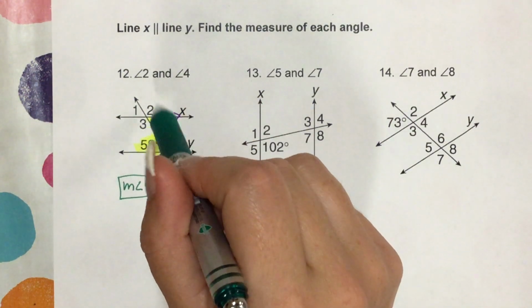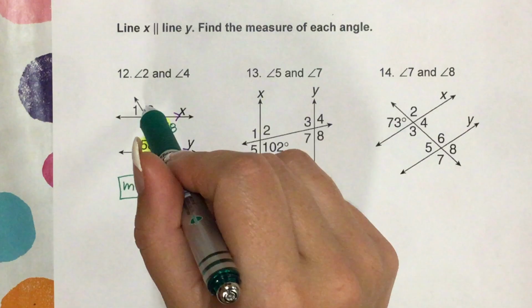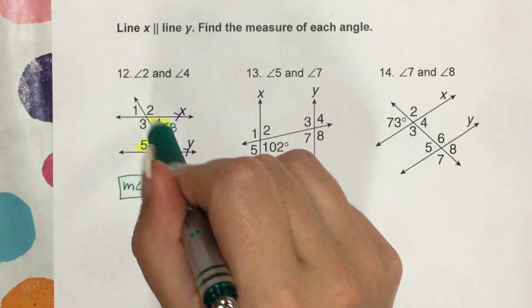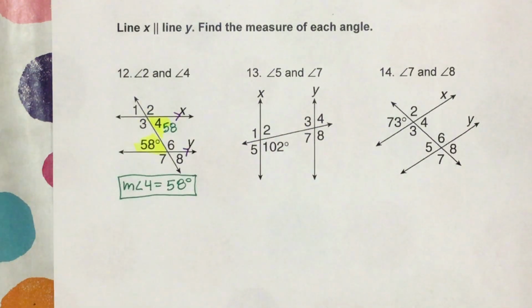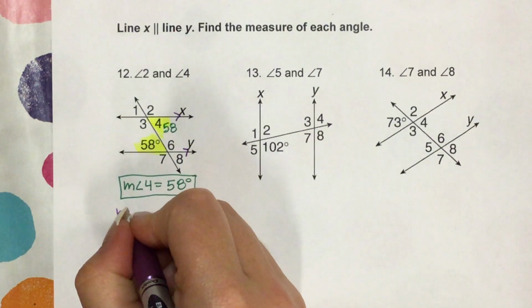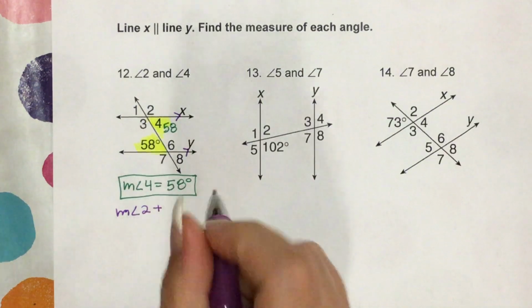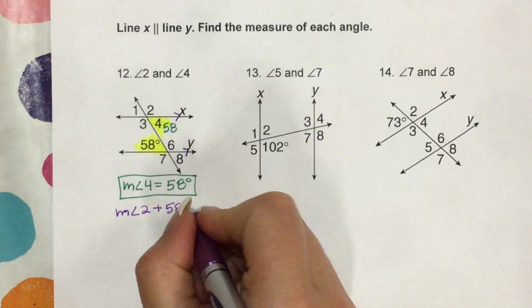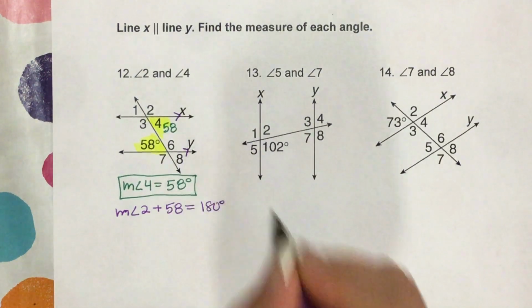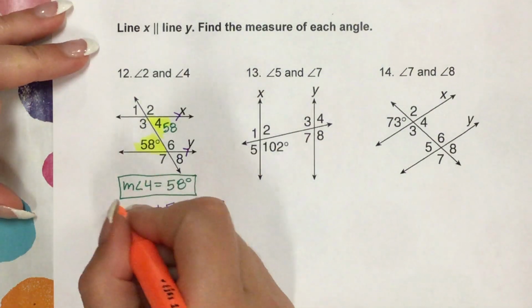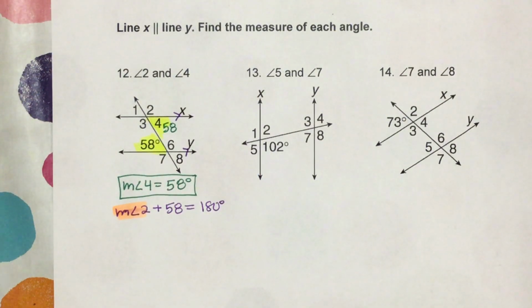Because angle 4 and angle 2 are adjacent angles, that means they're supplementary angles, which means if you add them together, they equal 180 degrees. So we're going to go ahead and write an equation. We're going to write the measure of angle 2 plus 58 degrees for the measure of angle 4 is equal to 180 degrees. Now we're just going to go ahead and solve and figure out what the measure of angle 2 is, by using our algebra skills.